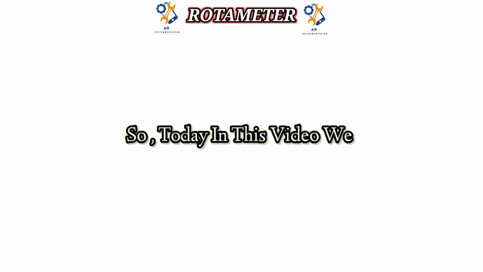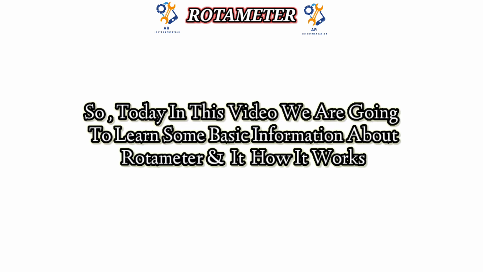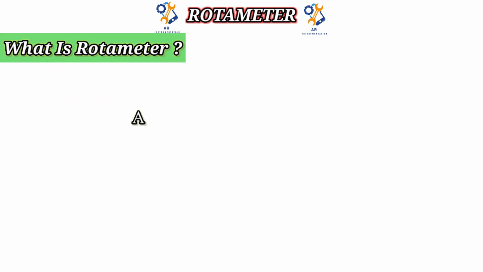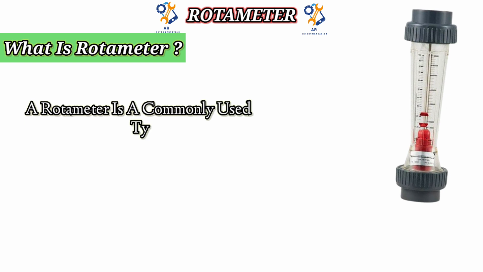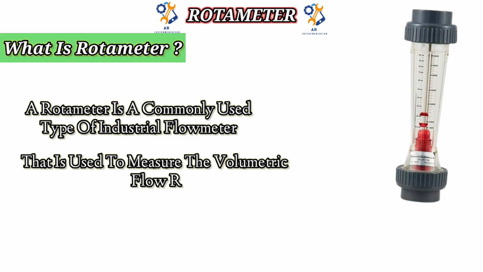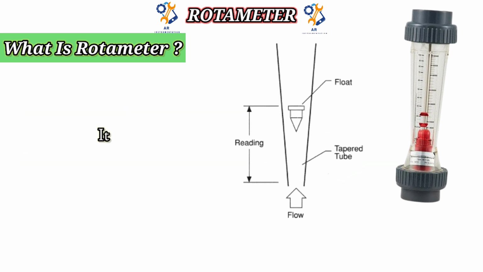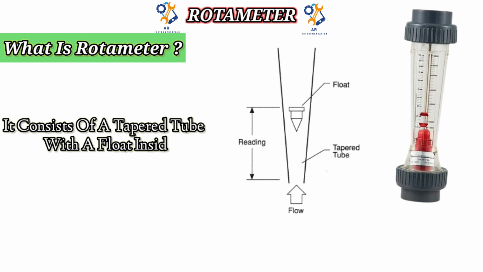So today in this video, we are going to learn some basic information about the rotameter and how it works. What is a rotameter? A rotameter is a commonly used type of industrial flow meter that is used to measure the volumetric flow rate of a liquid or a gas. It consists of a tapered tube with a float inside.